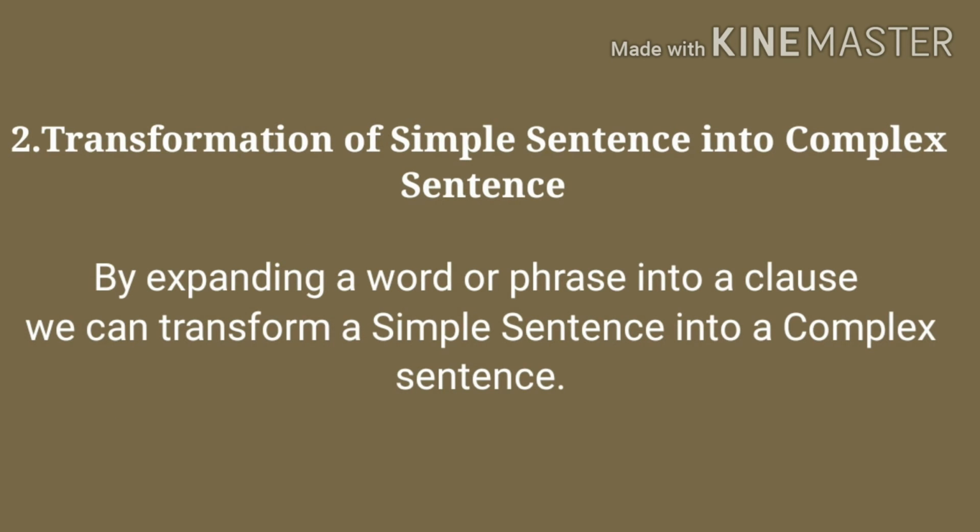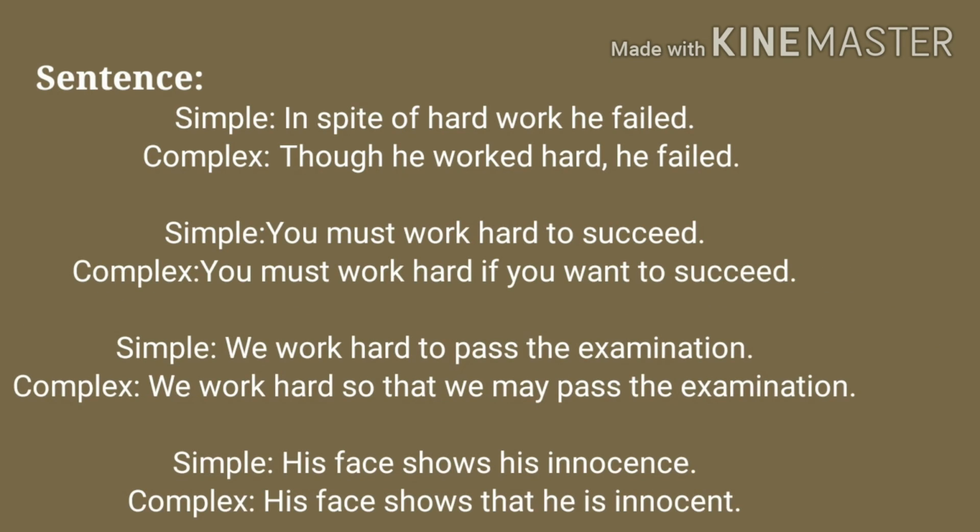Next, transformation of simple sentence into complex sentence. By expanding a word or a phrase into a clause, we can transform a simple sentence into a complex sentence. Example, simple sentence, in spite of hard work, he failed. In this sentence, in spite of hard work is a phrase. We expand the phrase into a clause. In complex sentence, though is the subordinating conjunction. Though he worked hard, he failed. This is complex sentence.